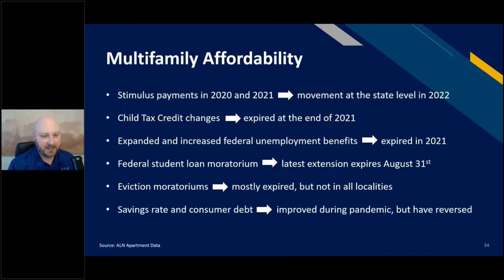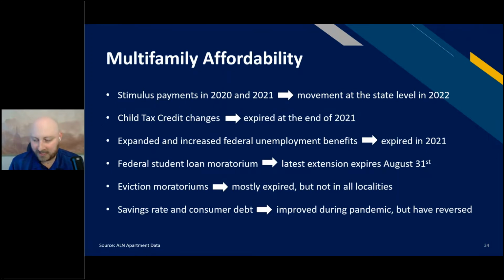The expanded and increased federal unemployment benefits. So federal unemployment, the amount paid was higher, the number of people that could qualify was expanded. That also expired last year. Federal student loan moratorium still in place, but it expires at the end of August, pending any further continuation of that policy. Eviction moratoriums mostly expired, but not in all localities.